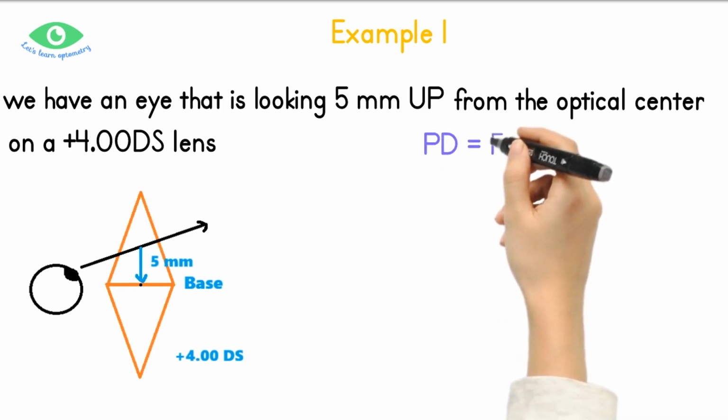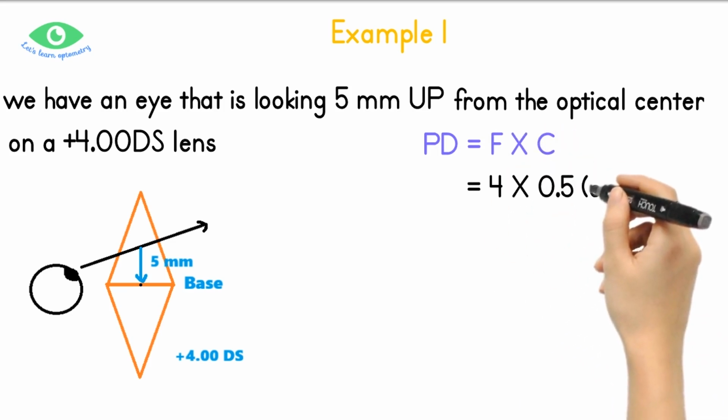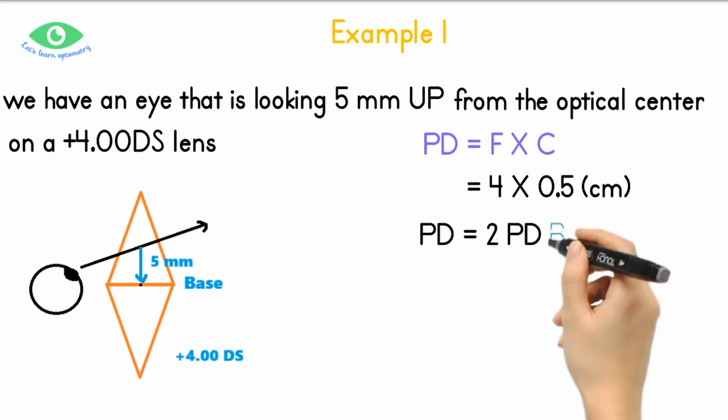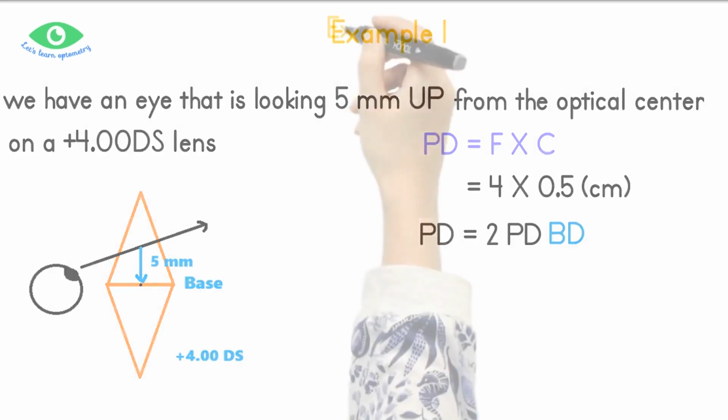Substituting in the formula, P equals F times C, here F is +4 diopter and C is how much the eye is looking away from the optical center in centimeters. So 5 mm becomes 0.5 centimeters. 4 multiplied by 0.5 gives us 2 prism diopter. With the help of this diagram, we can say that base is down. So the induced prism is 2 prism diopter base down. I hope it is clear now.